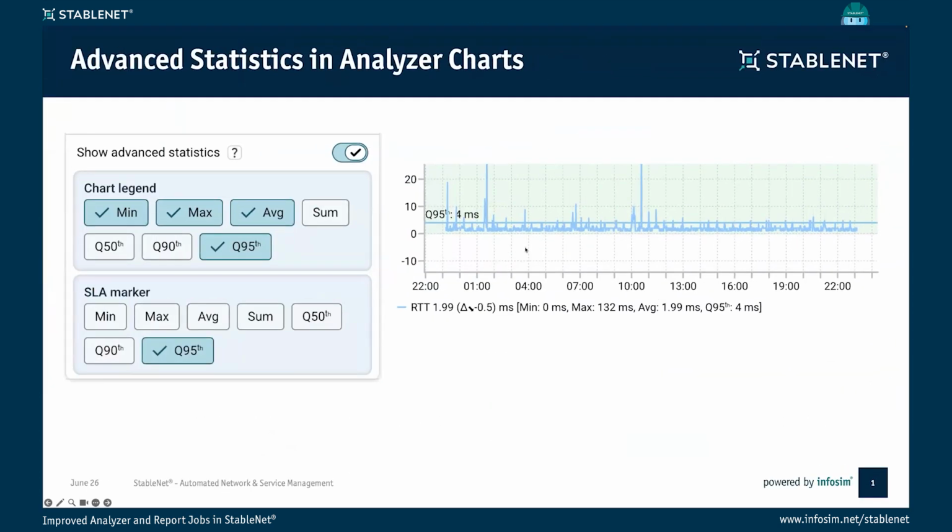The first one is that we want to add advanced statistics to analyzer charts. So in future versions, there will be an option to also add advanced statistics like minimum, maximum, average, and so on to chart legends, but also to SLA markers. You can see the result here on the right. So in the legend, you can see that we have the minimum, maximum printed here, and also the SLA marker with the 95th quantile is also pasted here.